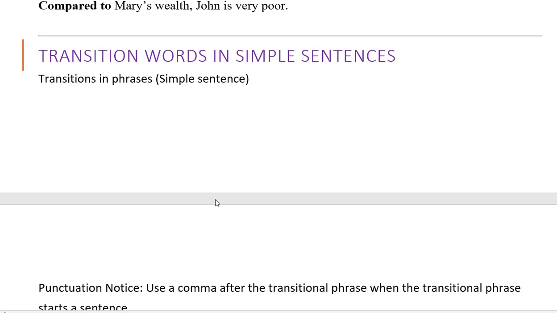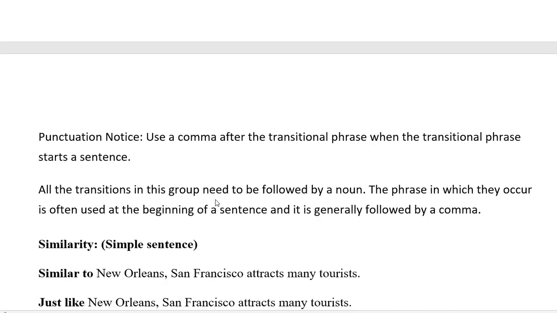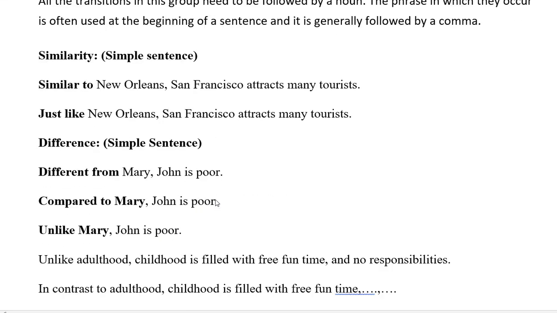Now transition words can occur in simple sentences, okay? Similar to New Orleans, San Francisco attracts many tourists. Or just like New Orleans, San Francisco attracts many tourists. So you have subject, San Francisco, attracts, verb, and object, many tourists. And so you can use transition words of similarity in a simple sentence.